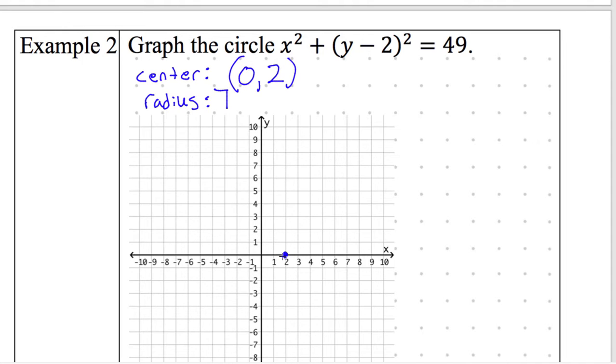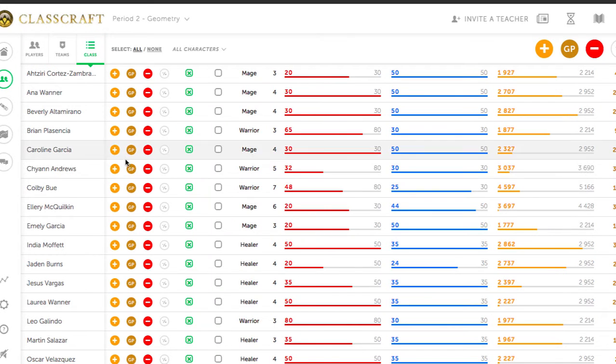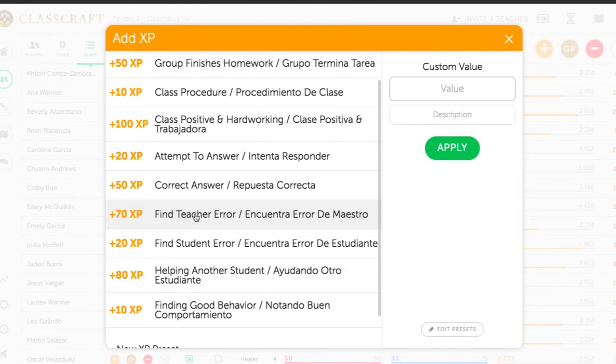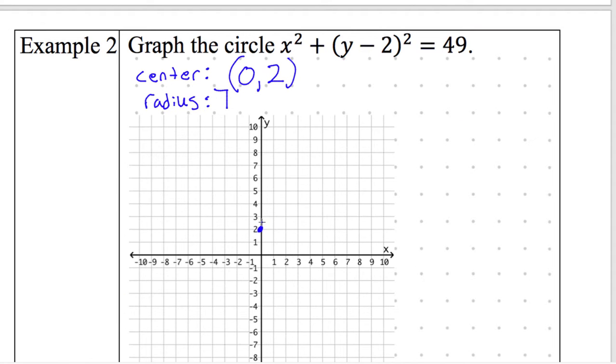Isn't it y2? Oh my gosh. I am so sorry. Yes, Colby. Extra credit. Teacher error. Oh my gosh. I feel so embarrassed. 0, 2 is there, not there. All right. The y-coordinate is 2. So my y-coordinate is 2.